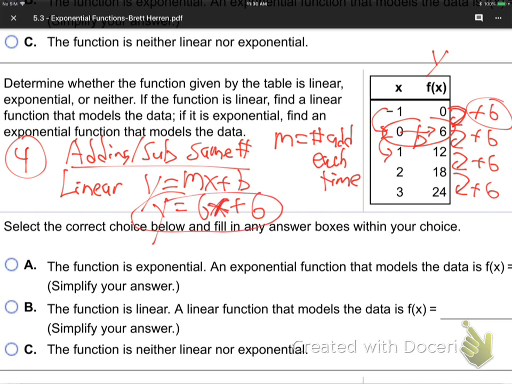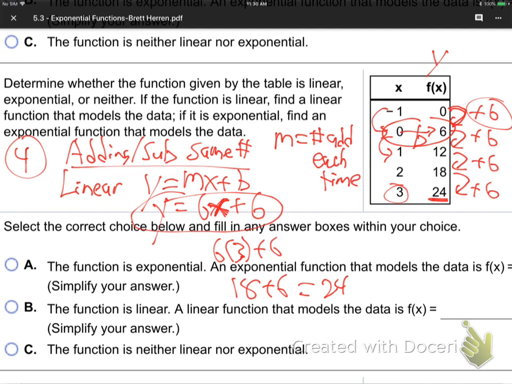You could check it out. Plug in like 3. 6 times 3 plus 6. That'd be 18 plus 6, 24, sure enough. That formula is producing the values in that table. We good?